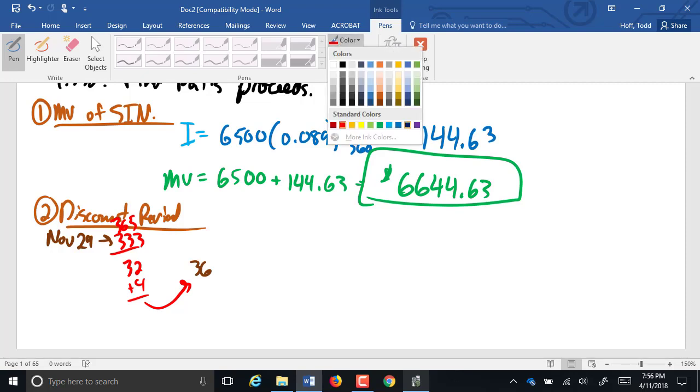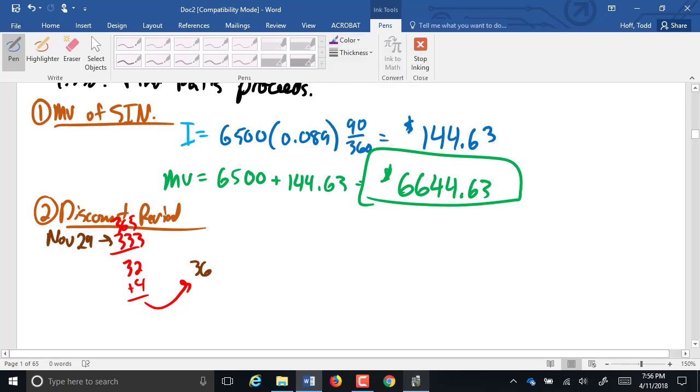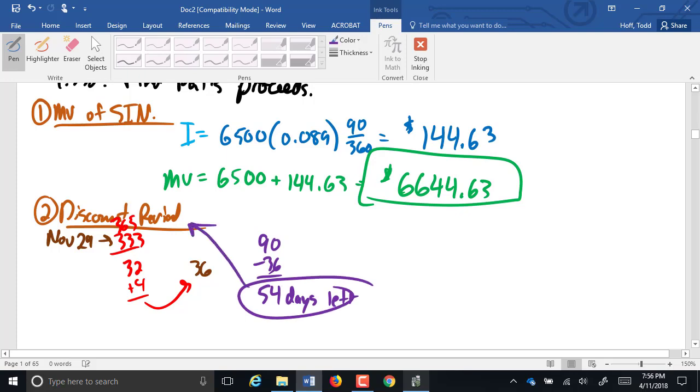But that's not our discount period. How do we find the discount period? Perfect. 90-day term. Yeah, I know what you're saying. 90-day term minus the 36 days gone by gives us 54 days left. That's the discount period.